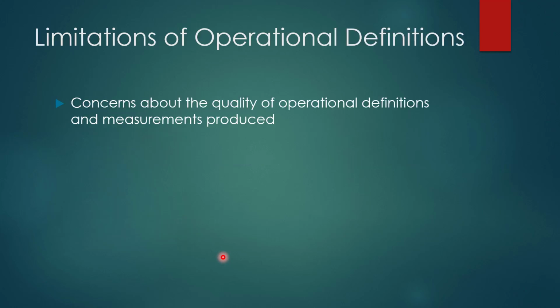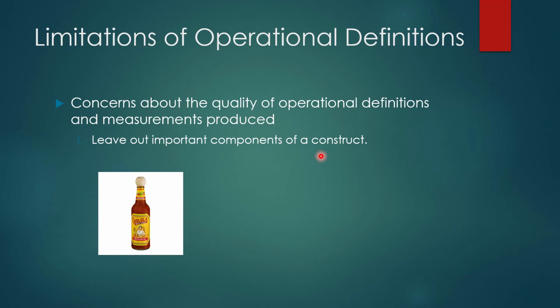Of course, there are limitations on operational definitions. There are concerns about the quality. Are they really measuring what they were designed to measure? Do they leave out important components of a construct? I'm going to give you two examples of different ways to define the construct of aggression. One is the hot sauce paradigm. In the hot sauce paradigm, participants are told to give a portion of hot sauce to a participant who they know in particular does not like spicy stuff and will have to eat all of what they're given as part of a taste test.